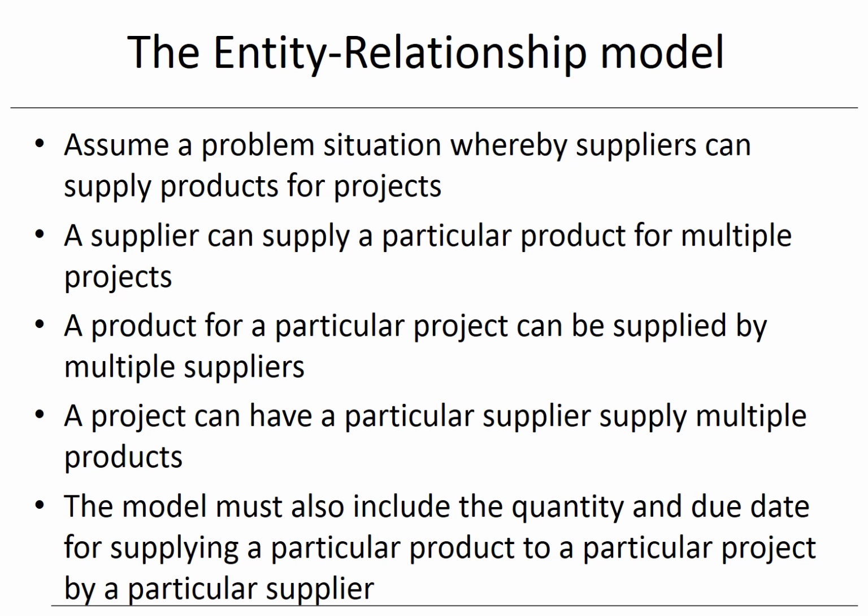Assume now that we have a problem situation where suppliers can supply products for projects. A supplier can supply a particular product for multiple projects. A product for a particular project can be supplied by multiple suppliers. A project can have a particular supplier supply multiple products. The model must also include the quantity and due date for supplying a particular product to a particular project by a particular supplier.